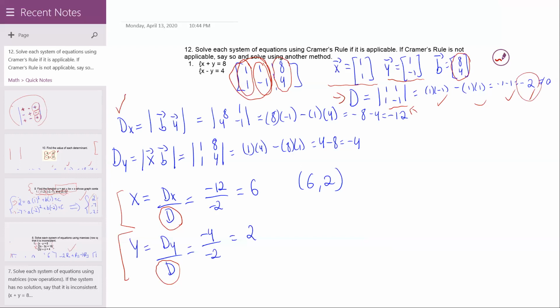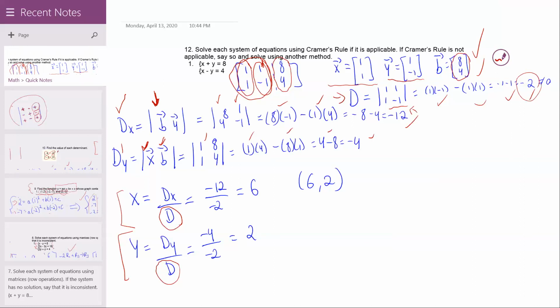Now, dx, that's denoted by taking your D matrix and replacing your x column with your B column. So here we have 8, 4 from over here, and 1, -1 from the original. And we take the determinant, and we get -12. dy is leaving the x column be where it's supposed to be, and replacing the y column with the B column. And then we take the determinant, and we get -4.